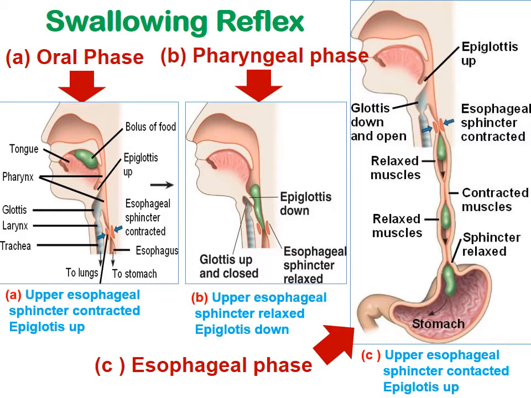And that is the esophageal phase, which is the last phase. So it has got three phases: the oral phase, the pharyngeal phase, and the esophageal phase when the food is in the esophagus. Just have to differentiate all the three phases.